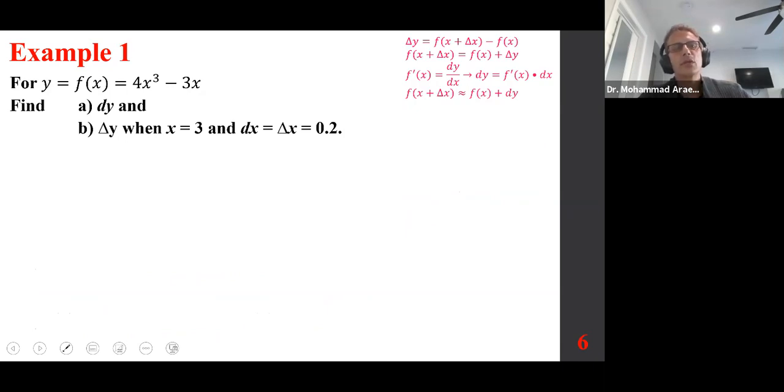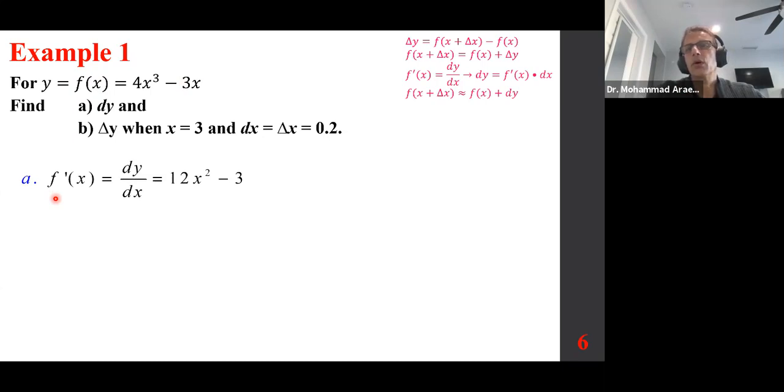If f of x is 4x cubed minus 3x, and dy and delta y are to be calculated, we start with dy. To get to dy, just for now, ignore it and just differentiate f to find f prime of x. This is easy. We find f prime of x, which is 12x squared minus 3.